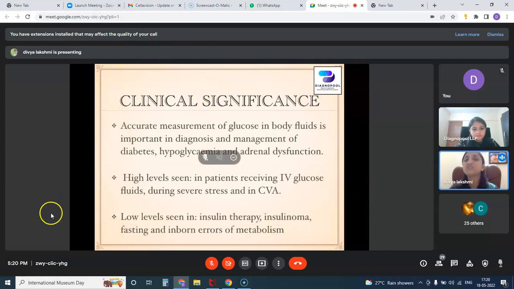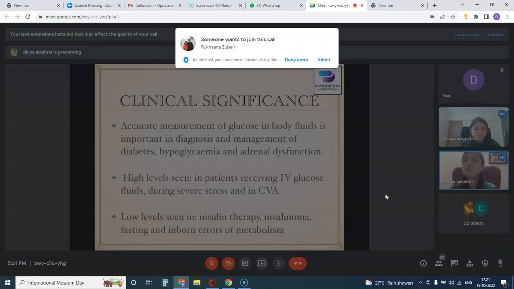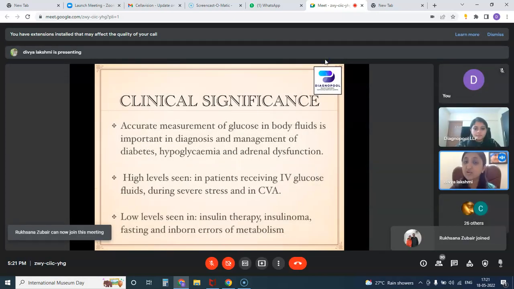So accurate measurement of glucose in body fluid is very important, not only for managing diabetes, but also because high levels of glucose are seen in other conditions, like in patients receiving IV glucose fluids, during severe stress, and in cerebrovascular accident. So if you see a high blood sugar, do not dispatch the report if it is a new patient; kindly correlate. Can you take the history? Is the patient diabetic or not?